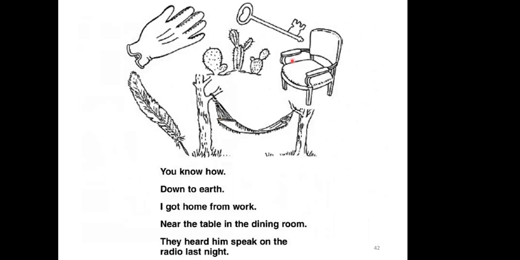Okay, so this is the standard NIHSS naming object photo, where you have a key, chair, then you have cactus. The literature says if the patient tells you that this is a squirrel, you also score it correct, because unfortunately the cactus photo looks like a squirrel to some people. Glove, some patients might call it a hand, also correct. Feather and hammock. Then the standard sentence, like "down to earth" and all that.